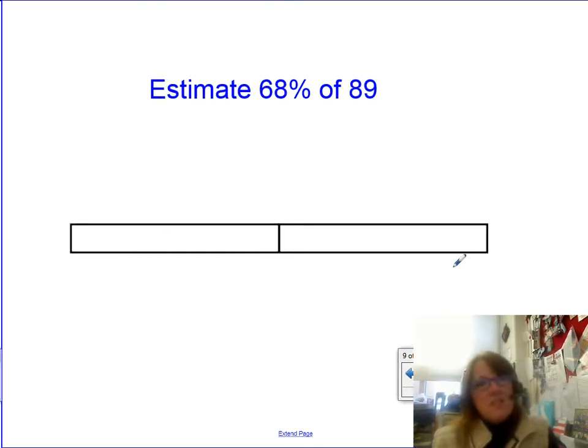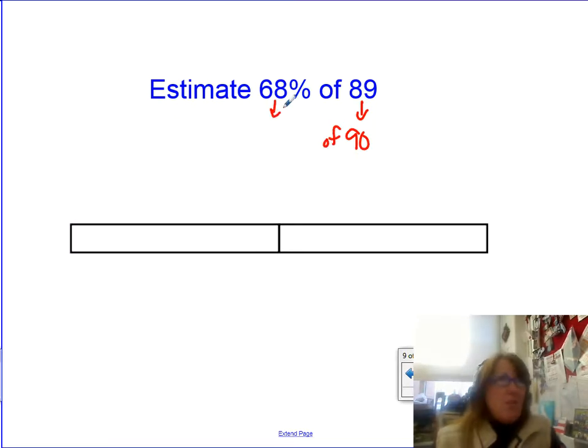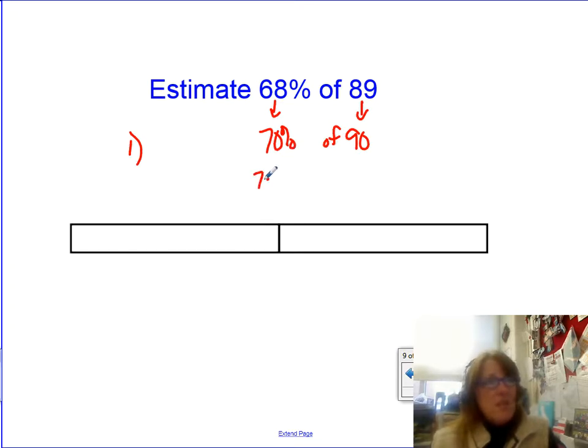Now, when I look at this, 68%, this is close to 90. Really, 68% is kind of close to 70%. So here's one way to do this. Method number one is to say this is close to this, and then you'd say, well, 70% is really 7 times 10%.